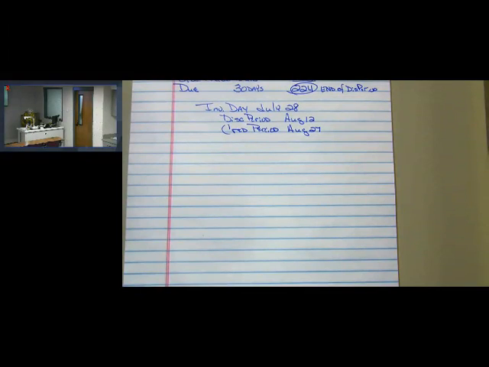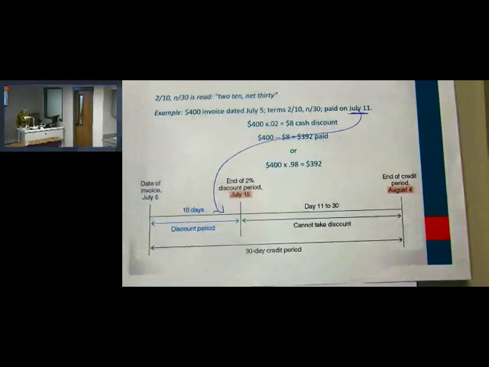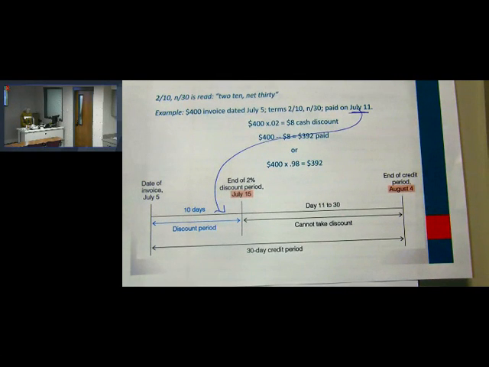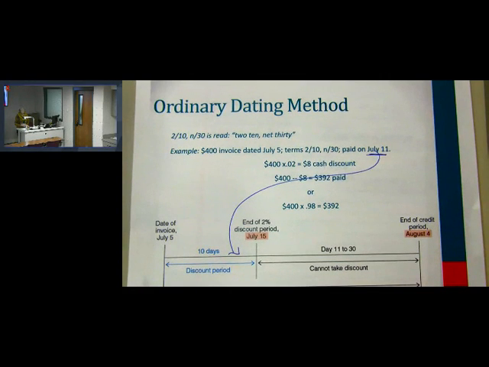All right, I've already marked up this one a little bit in the previous video. I restarted, so that's why I have some numbers here. So let's talk about some different types of cash discount. The first type of cash discount that we'll cover here is called ordinary dating. It's the simplest one. It's probably the most common one.